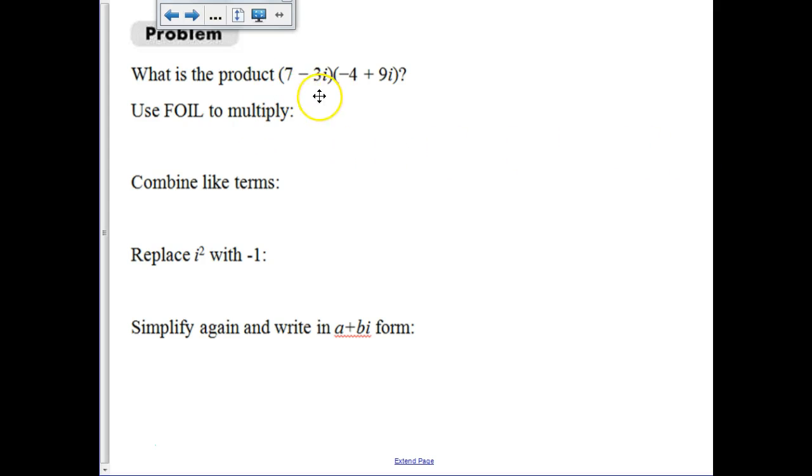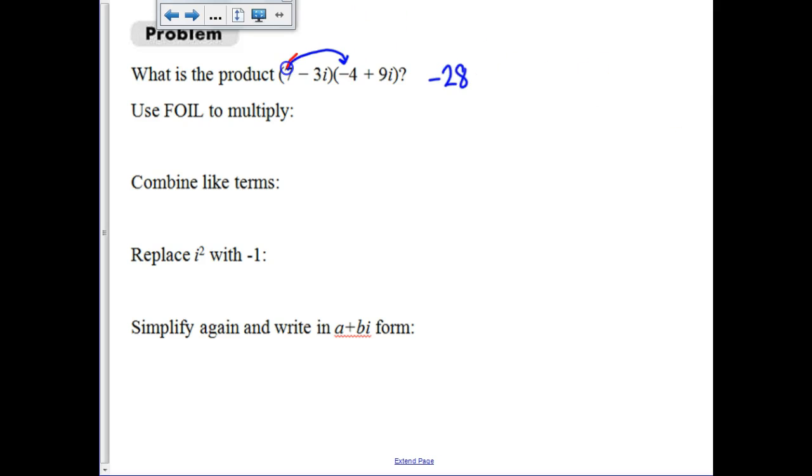So when I see a complex number times another complex number, it almost represents a binomial times a binomial that we used to do, and that's exactly how we're going to approach them. They're a distribution problem. They're a FOIL problem. So we start with the first part of FOILing, which says to take 7 and multiply it by negative 4. So what's 7 times negative 4? It's negative 28.